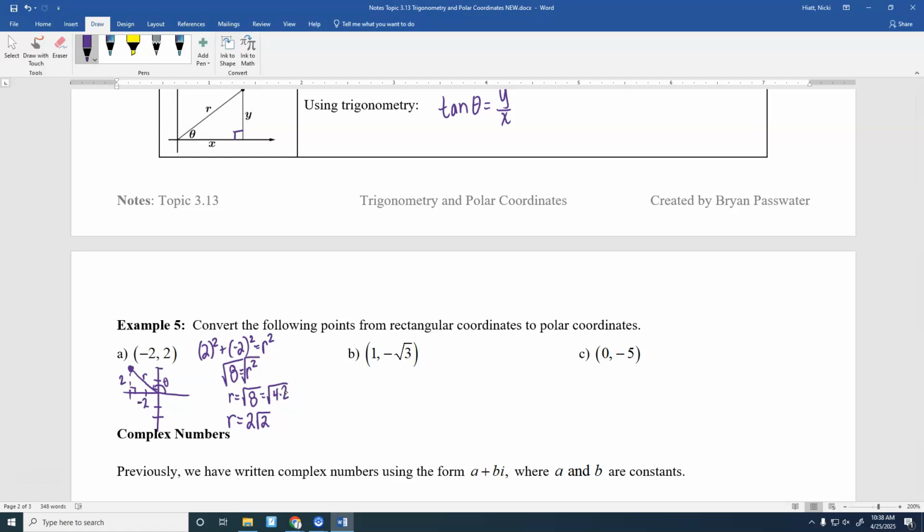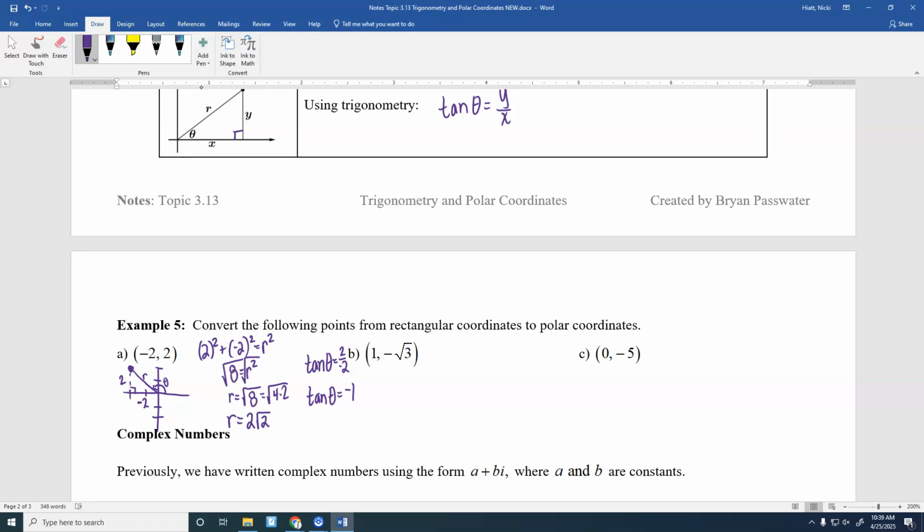And so when we're doing our angle here, we're going to do tangent of theta equals opposite, which is 2, over adjacent, which is negative 2, right? Or just do y over x. Same thing right there. So we're getting tangent of theta equals negative 1. Now here's why I highly suggest you drawing yourself a picture. Because there's a few places where tangent is negative 1, and if you just rely on doing inverse trig, you're going to get the wrong quadrant.